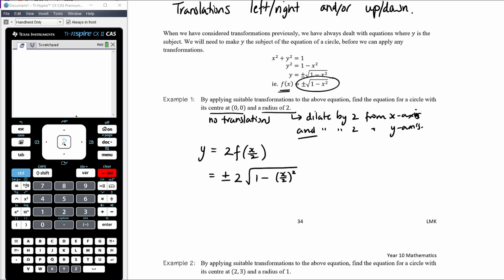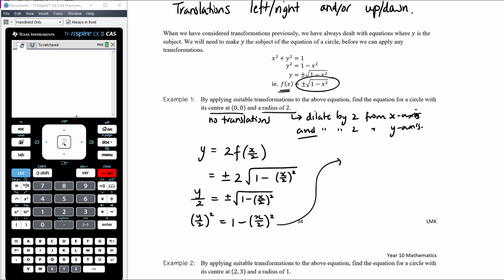Okay, so what I'm going to do now is rearrange this back to the standard equation form. So we want to get the equation of a circle. We want to get back to this kind of shape. So what I'm going to do here is divide both sides of the equation by 2. So I'm going to have y over 2 equals positive or negative square root of 1 minus (x on 2) squared. And then we're going to square both sides, which is going to give us (y on 2) squared equals 1 minus (x on 2) all squared.